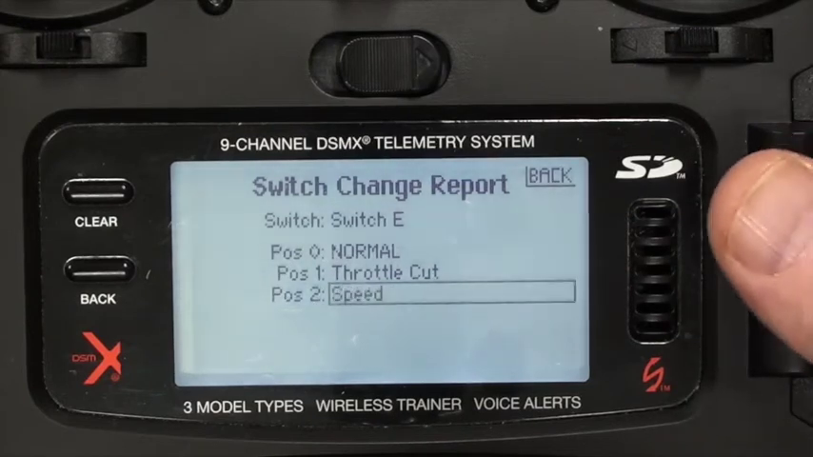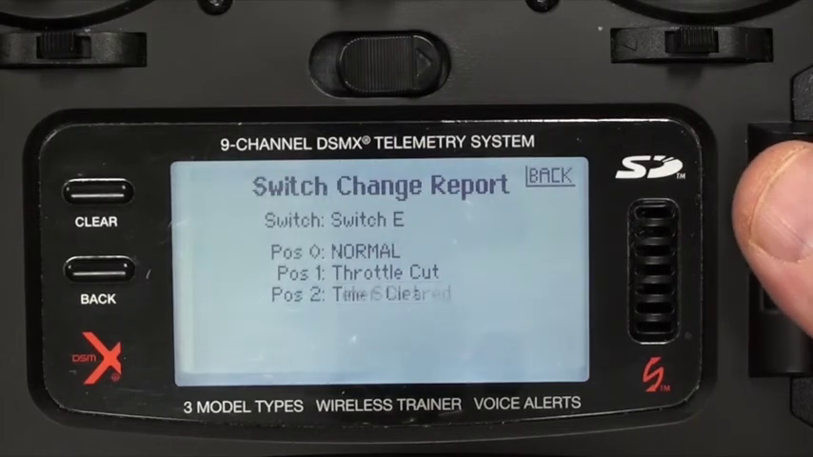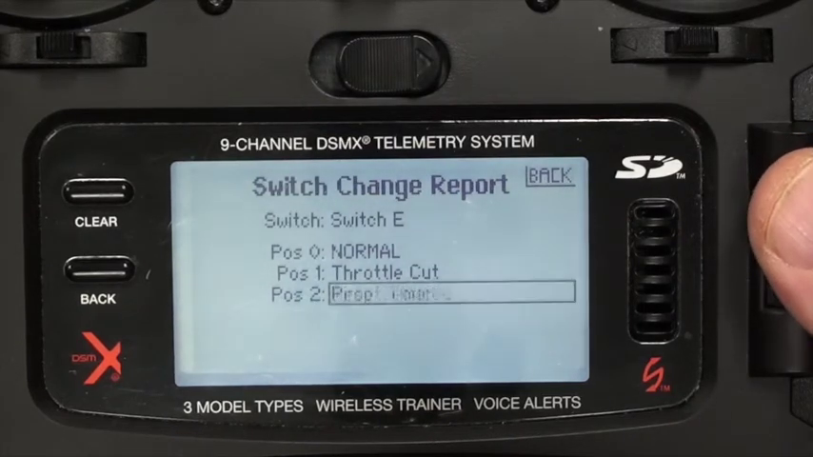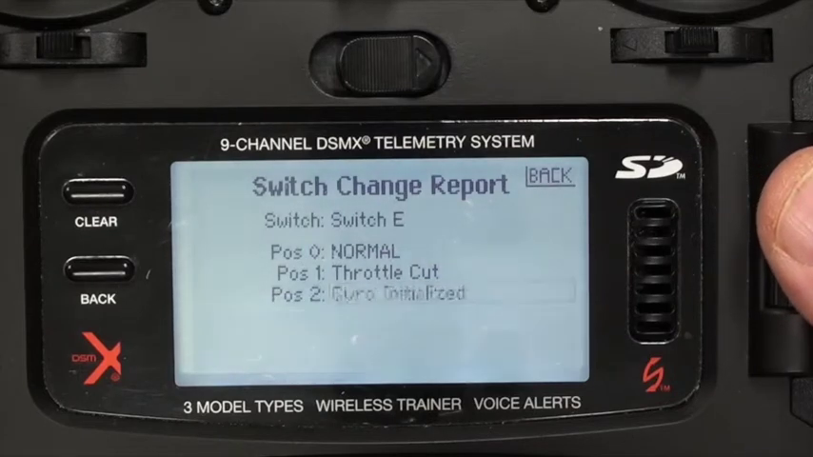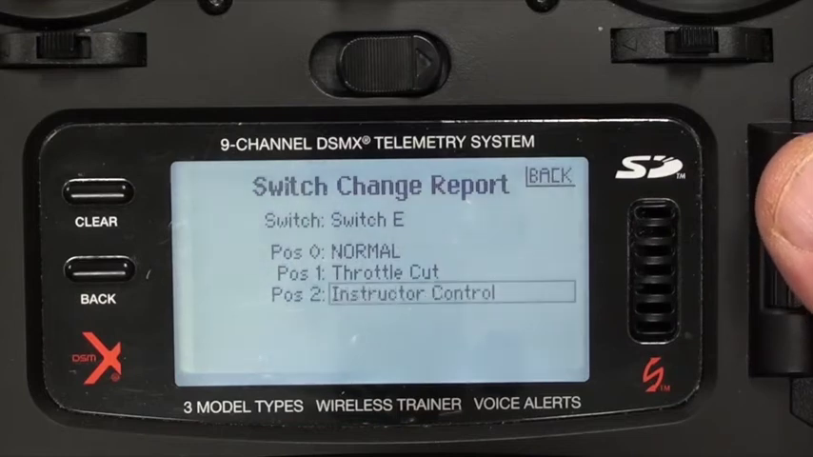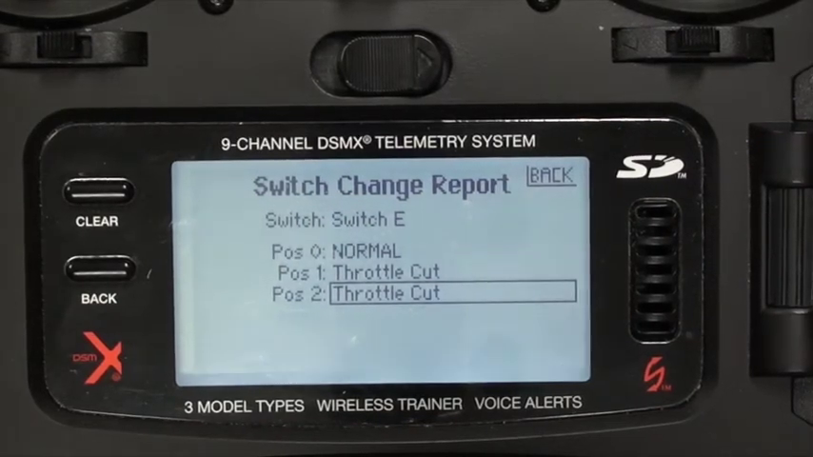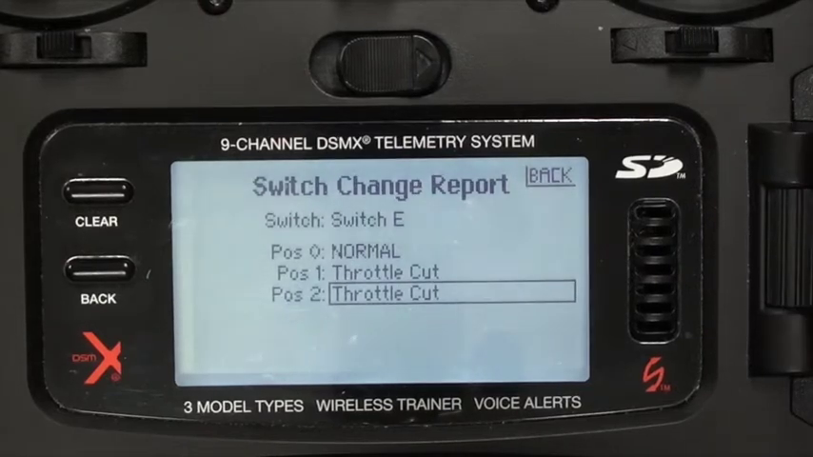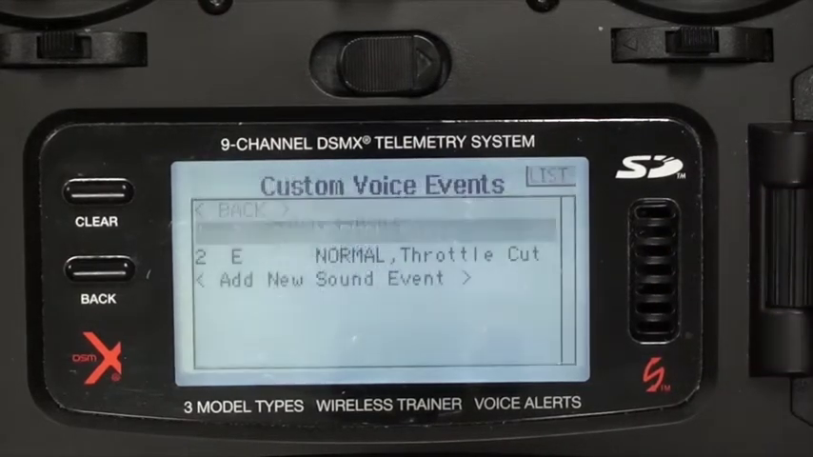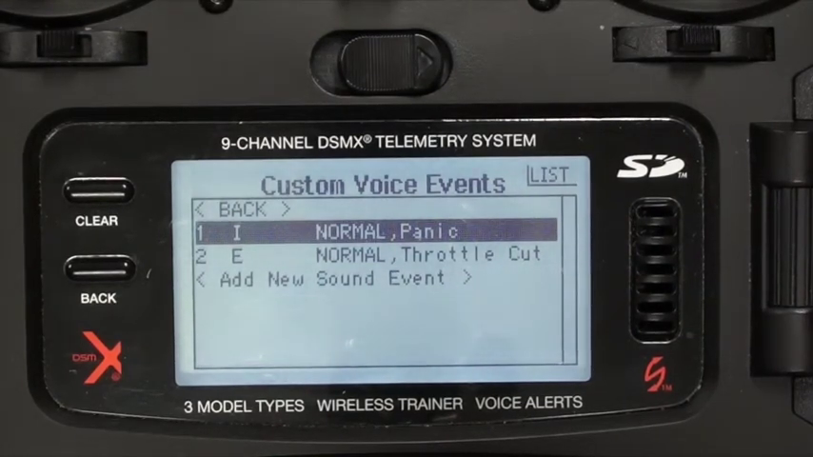So I don't mind it hearing it twice. I probably went by it, didn't I? There it is. Nope, there it is. Okay, so normal mode, throttle cut, throttle cut. Throttle cut, normal mode, throttle cut, throttle cut.